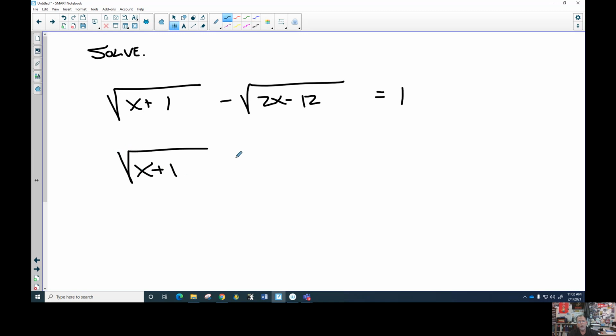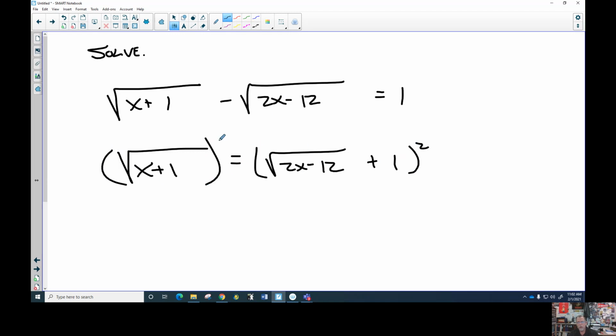I'm going to say the square root of x plus 1 equals, by adding this to the other side, the square root of 2x minus 12 plus 1. I'm going to add this to both sides. Now, I'm going to eliminate this one by squaring both sides. Square this side, it's x plus 1.